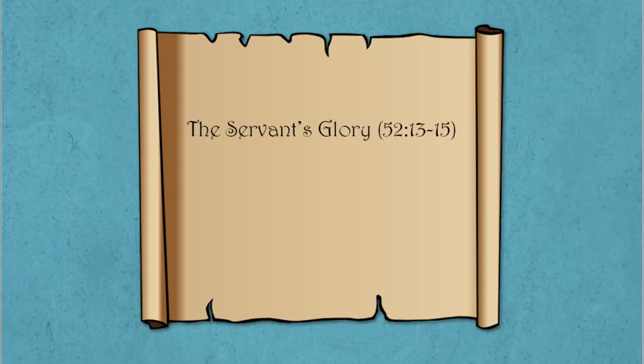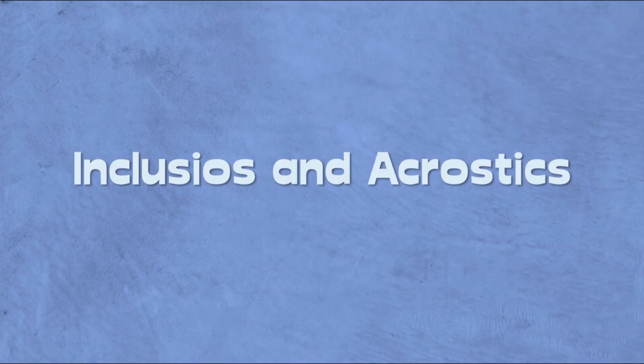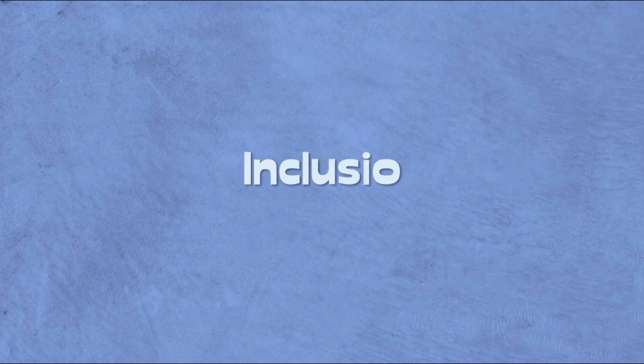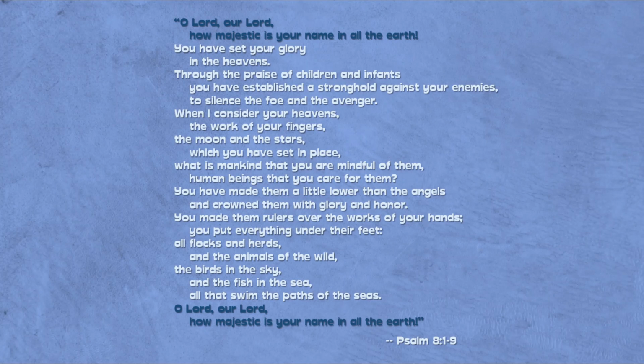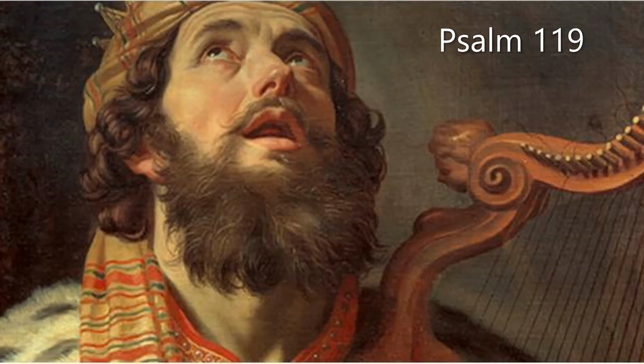Hebrew poetry is often highly structured and it ought to be analyzed at the level of individual lines as well as at the level of whole poems. Inclusios and acrostics are examples of large-scale poetic structuring. An inclusio occurs when the first line of a poem corresponds to the last line of the poem. For example, Psalm 8, verse 1a and verse 9 both say, O Lord, our Lord, how majestic is your name in all the earth. An acrostic is an alphabetic poem that works through the 22 letters of the Hebrew alphabet. The most famous example in the Bible is Psalm 119.